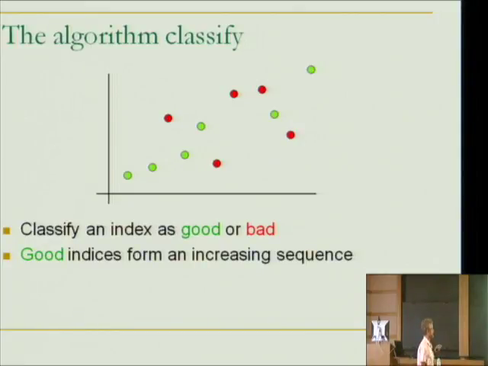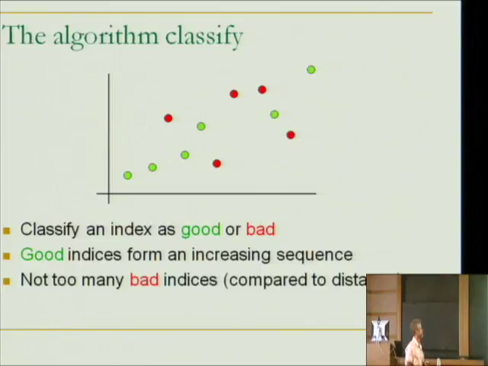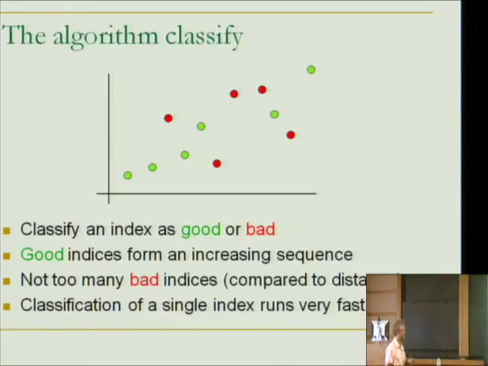Okay, but the classification algorithm should have a promise that if you were to run it on every point, then the green points would form an increasing sequence. And the second is that there are not too many bad indices compared to the distance, so that the number of points colored red should be a small multiple of the optimal distance. And then the classification of a single index should run very fast.